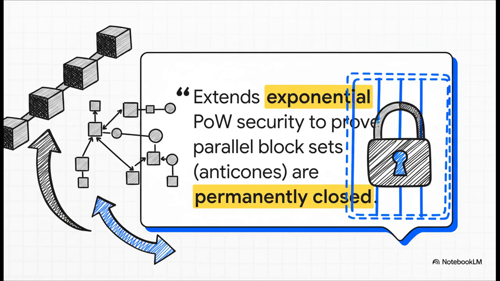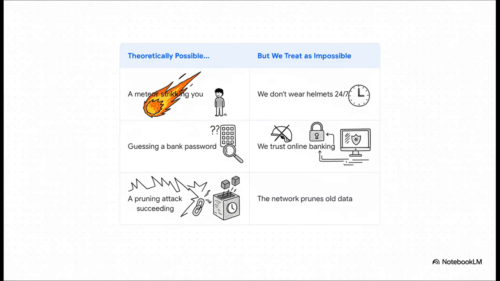It's about making it so ridiculously, astronomically improbable that for all practical purposes, we can treat it as impossible. And this table just illustrates the concept perfectly. I mean, think about it. Is it theoretically possible for a meteor to hit you right now? Yes. But you don't walk around wearing a helmet 24/7, right?